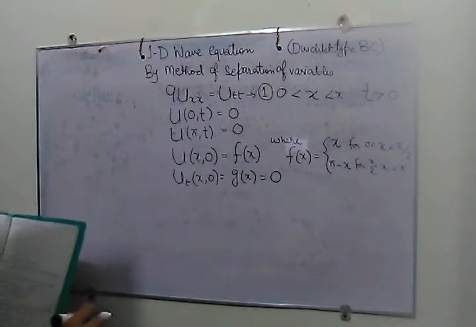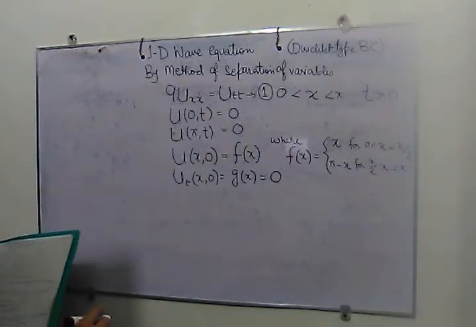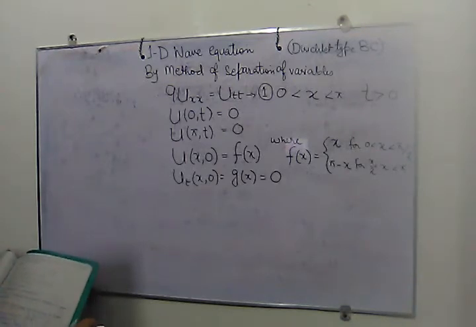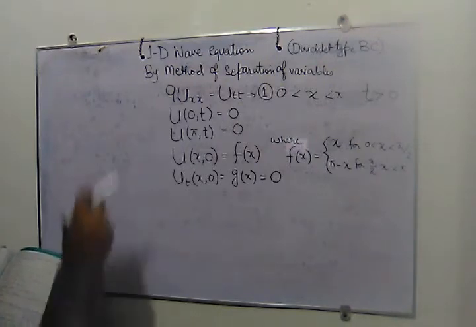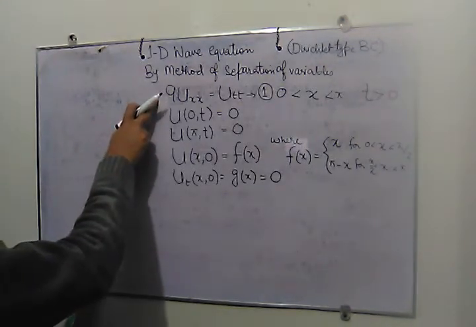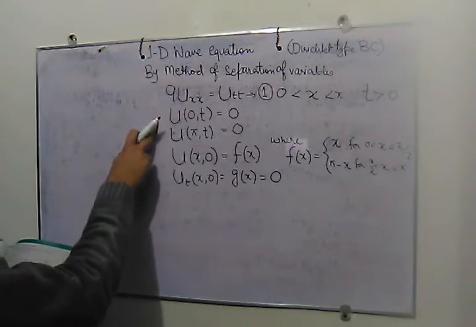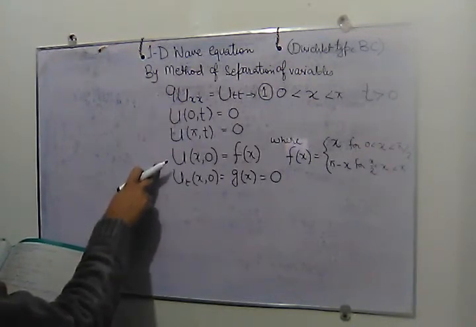Now we are going to find the solution of the one-dimensional wave equation with Dirichlet boundary conditions using the method of separation of variables. We have the main equation as equation 1. We have the boundary conditions. We have the initial conditions.